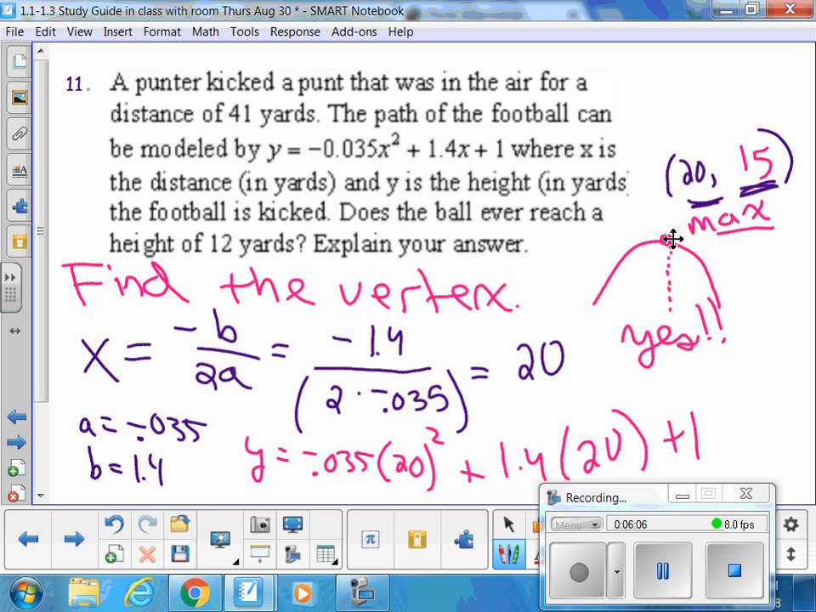Okay. Is that good as far as explaining my answer? Yes, it can reach 15 yards.